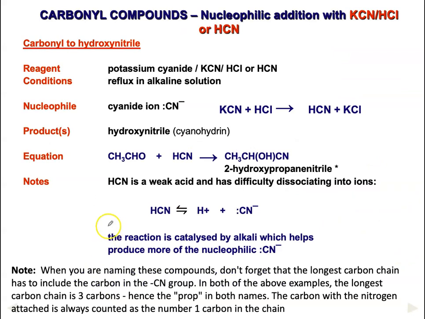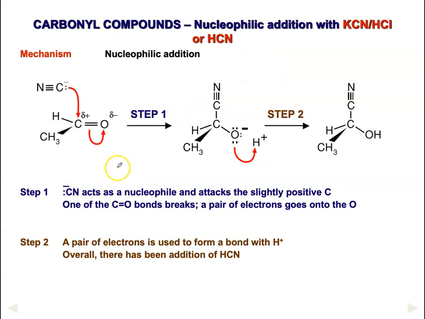In the case of a cyanide ion, we're going to use potassium cyanide and HCl, because HCN on its own is very corrosive, flammable, unstable. The nucleophile is a cyanide ion. And here again, please note, the cyanide ion attacks the carbon. Step 1: there's a movement of a pair of electrons to oxygen, because oxygen is more electronegative. So exactly the same as the previous mechanism.